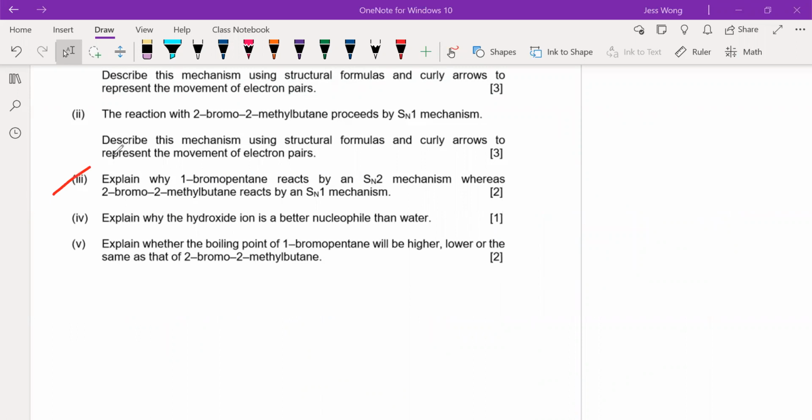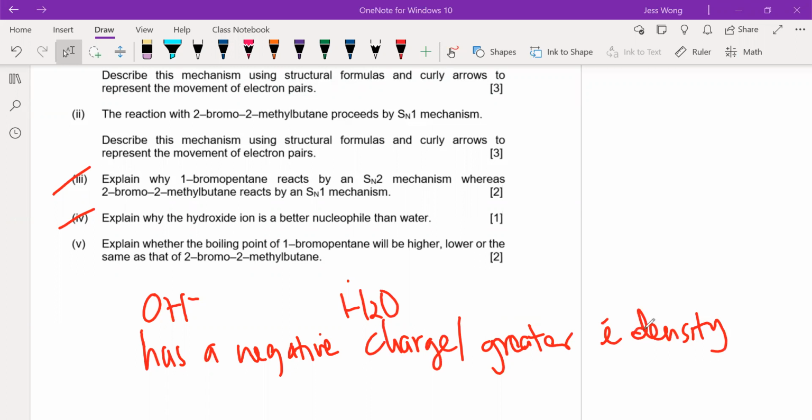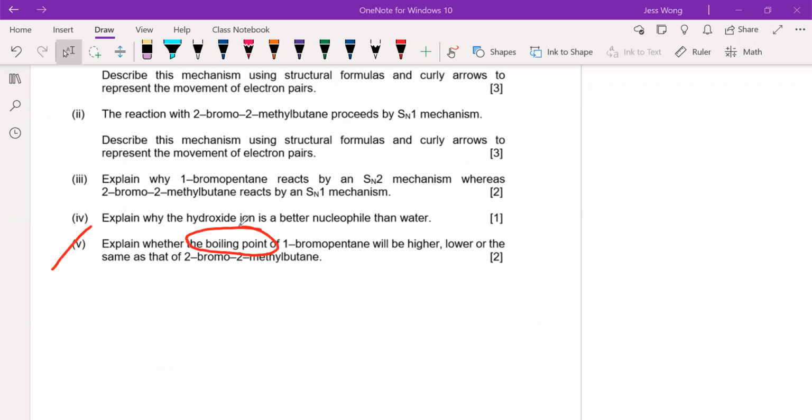Why is hydroxide a better nucleophile? If we look at hydroxide, it has a charge of OH minus, while water is basically neutral, right? So we can see that it has a negative charge. And not only that, because it has a negative charge, you have a greater electron density, and it makes it a better nucleophile. All right, okay, now with that, next, let's look at the boiling point.